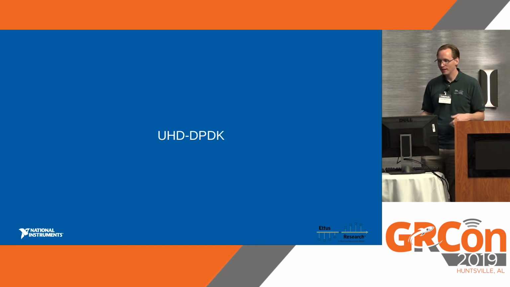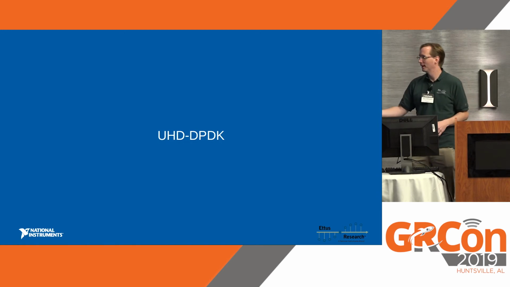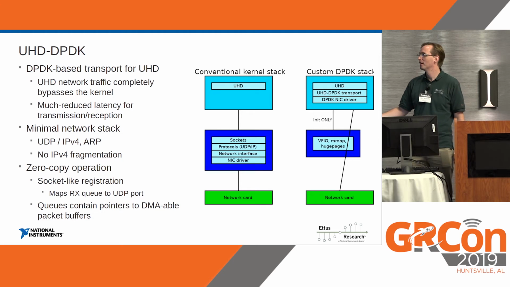Okay, so then the work that I did on top is called UHDPK, but it has no special name there. You can see that with a conventional stack, you end up having just UHD there, and then there's a whole bunch that's implemented in the kernel before it gets to the network card. But for UHDPK, we have our driver in user space, and it only goes to the kernel for init, just to set up your memory mappings. The rest of the time, it goes directly to the network card, and you have much reduced latency.